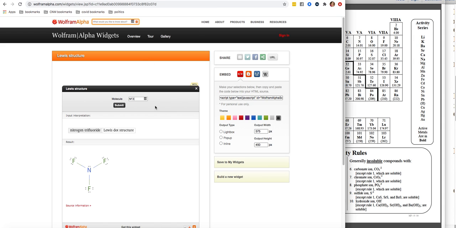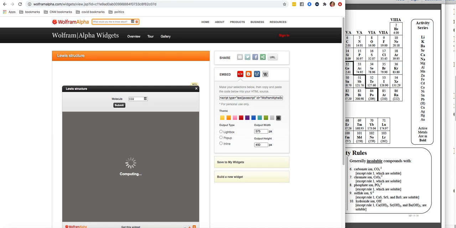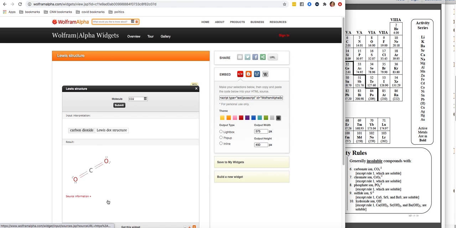And we can plug that in here. CO2. And we get the same thing, just a slightly different angle. But the important thing here is we've got the oxygen, 2 lone pairs of electrons, a double bond, the carbon in the middle, another double bond, and the other oxygen also has the 2 pairs of electrons.